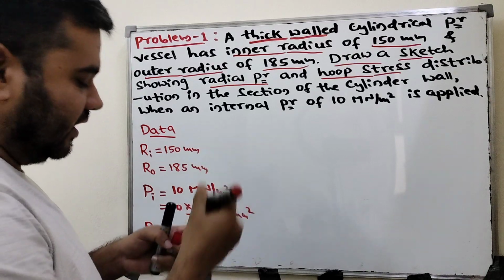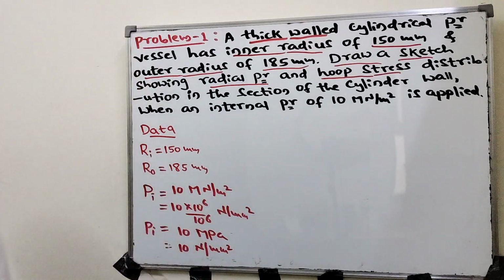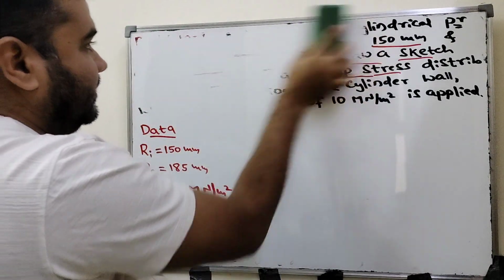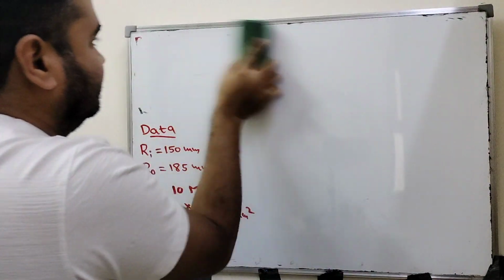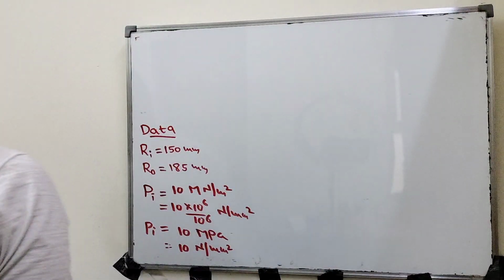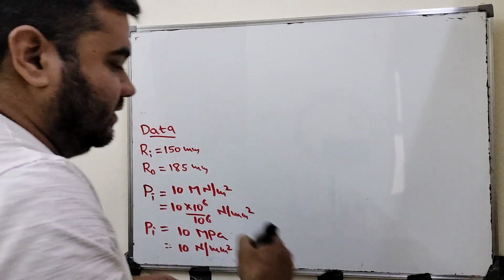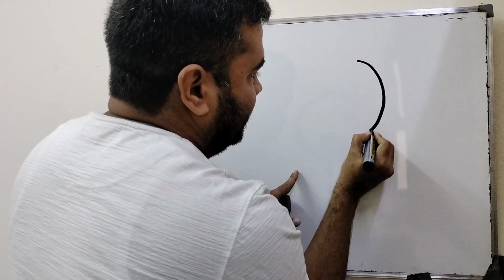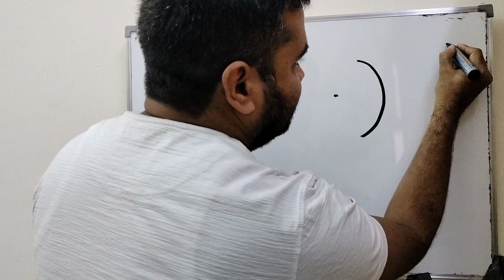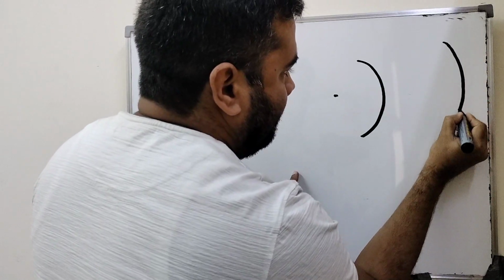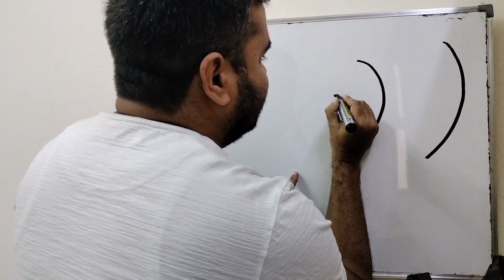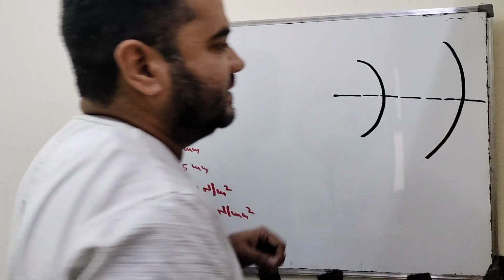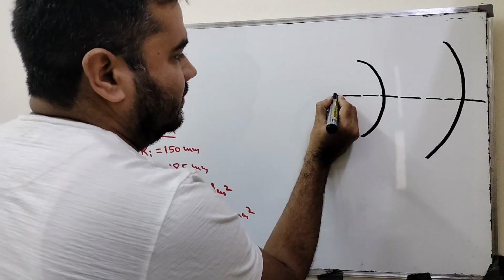He has given the data, and you have to draw the sketch here. So how do we start? I'll keep this data, and remove the problem text because all the data is copied here. First we will draw the thick cylinder. This is the inner radius, here is the point, and this is the outer radius. And this is the center point.